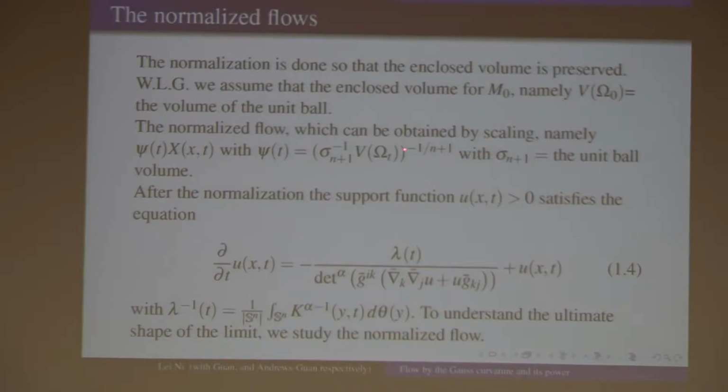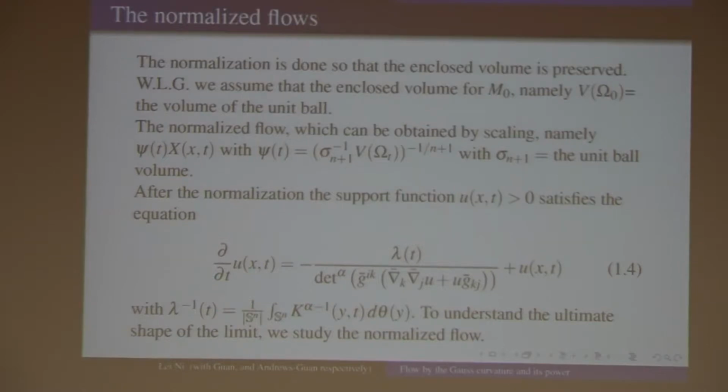So we do normalizations. One way is to normalize the enclosed volume, to make sure the enclosed volume is not changing. So we make sure the enclosed volume equals the volume of the unit ball. That's our normalization. To achieve that normalization, there are different ways. One of them is just by scaling, by scaling the convex body or scaling the hypersurface. So that is the scaling.